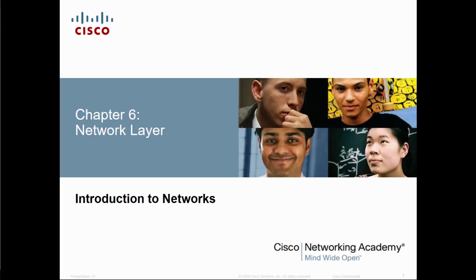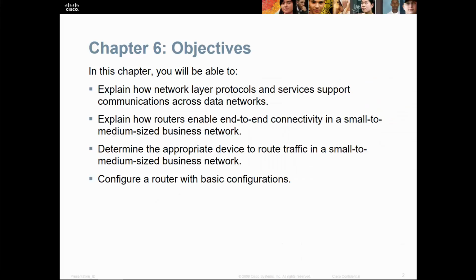In this chapter, we are looking specifically at chapter 6, the network layer. Part of this chapter deals with explaining how the network layer protocols and its services support communication, how it deals with end-to-end communication, whether for small or medium businesses, determining the appropriate devices to route traffic, as well as configuring a router with basic configuration.